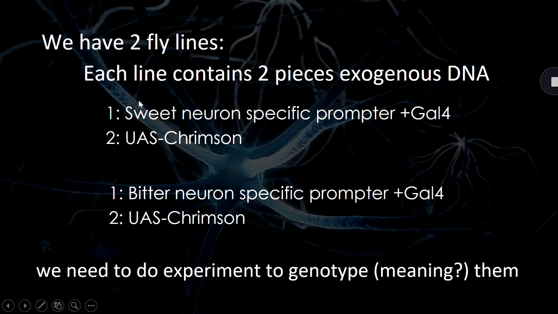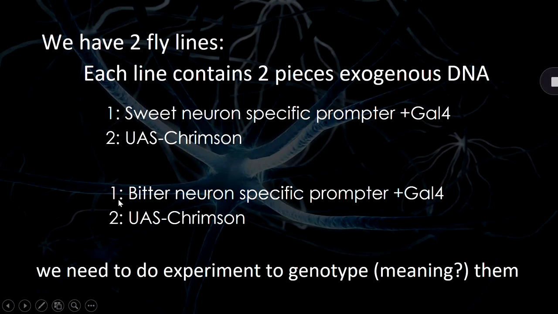Okay, for fly line 1, we have two pieces of DNA. One is a sweet neuron specific promoter driving a GAL4 gene. So this piece of DNA will make sure this GAL4 protein is only expressed in sweet neurons, right? And then in the same fly line, they have the UAS chromosome gene. Because this fly has GAL4 in their sweet neurons, in their sweet neurons the UAS will be activated, and their chromosome will be expressed. So this fly line will have sweet neurons expressing chromosome. If you shine a light on them, their sweet neurons will be activated, right?